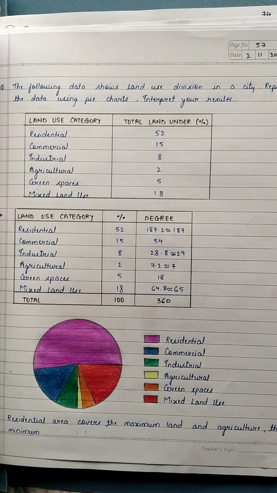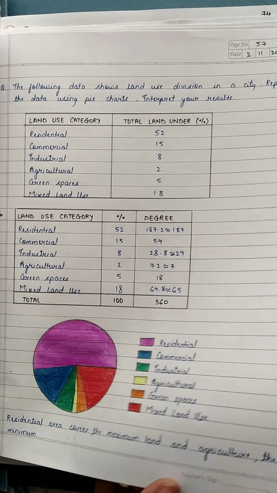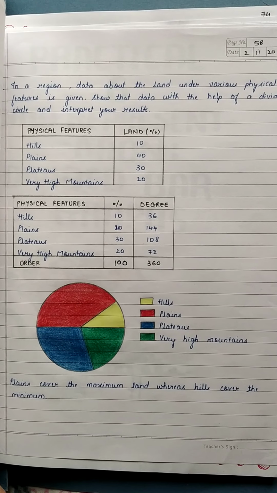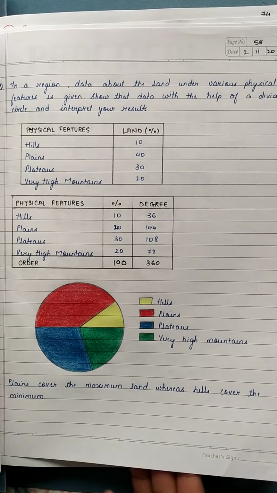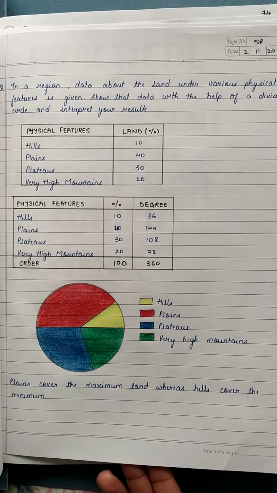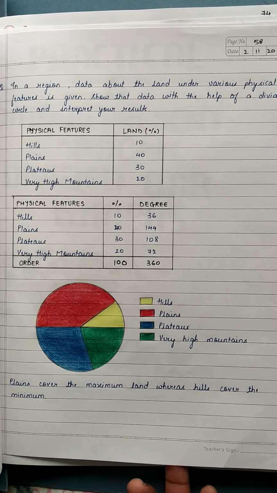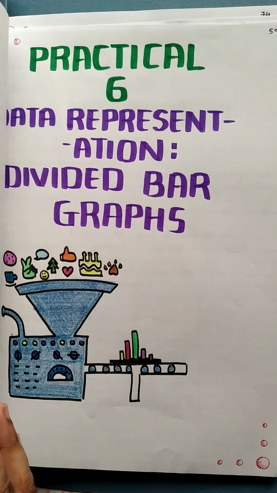The next question, the same thing, land used in the categories. It's already given in percentage, you have to convert it into degrees, and with the help of a protractor you have to draw this pie chart. Same thing you'll be doing for the next question. In this you have hills, plains, plateaus and valleys. So this is how you'll be converting percentage into degrees, and you'll be drawing the pie chart.